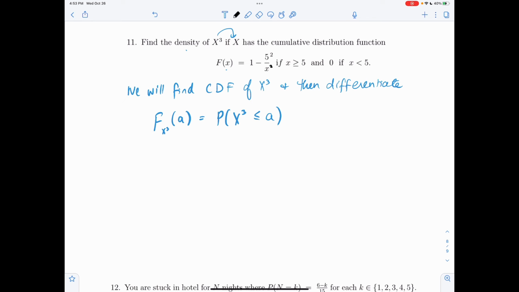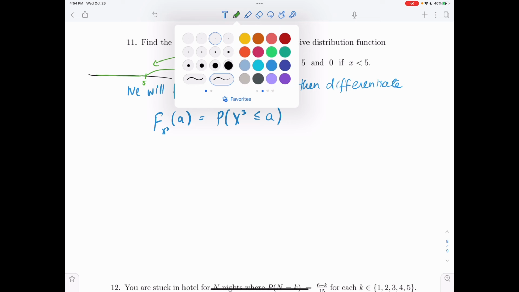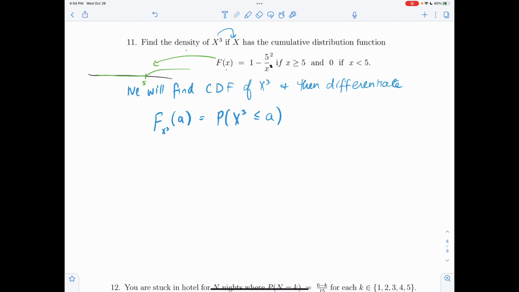So as x goes to infinity, this goes to 0, so 1 minus that goes to 1. And as x goes to 5, this whole thing goes to 0. Okay, so if you just look at the graph of this, it is 0, then it goes to 1. Okay? All right, so this random variable x is bigger than or equal to 5.